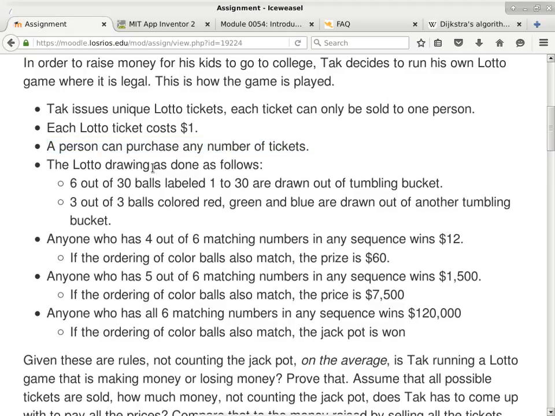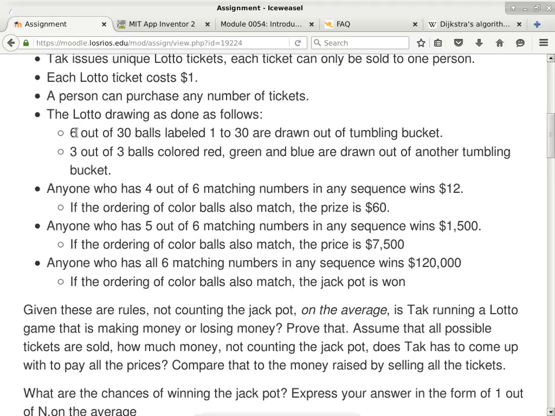The lotto drawing is done as follows. There are 6 out of 30 balls labeled 1 to 30 drawn out of the tumbling bucket. So 6 out of 30 is the first part. And then there is another bucket containing colored balls. In this case, 3 out of all 3 balls will be drawn from the tumbling bucket.